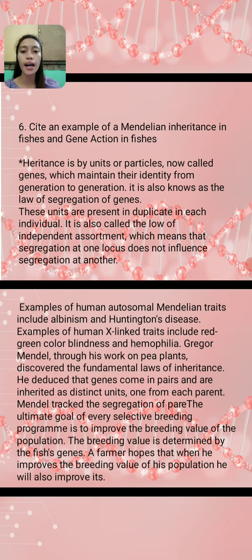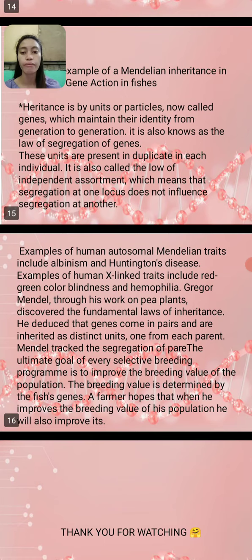Number 6. Cite an example of Mendelian inheritance in fishes and gene action in fishes. Inheritance is by units or particles now called genes, which maintain their identity from generation to generation. It is also known as the law of segregation of genes. These units are present in duplicate in each individual. It is also called the law of independent assortment, which means that segregation at one locus does not influence segregation at another.